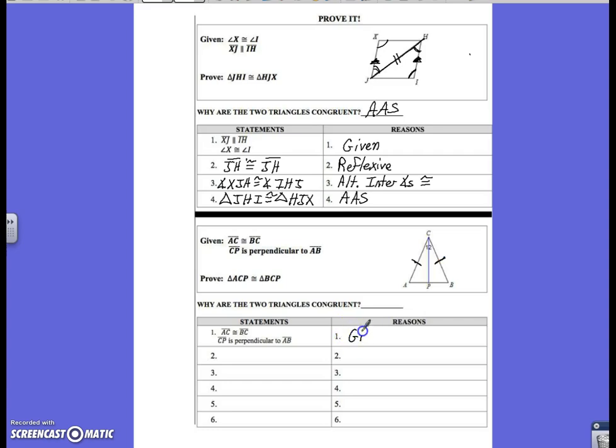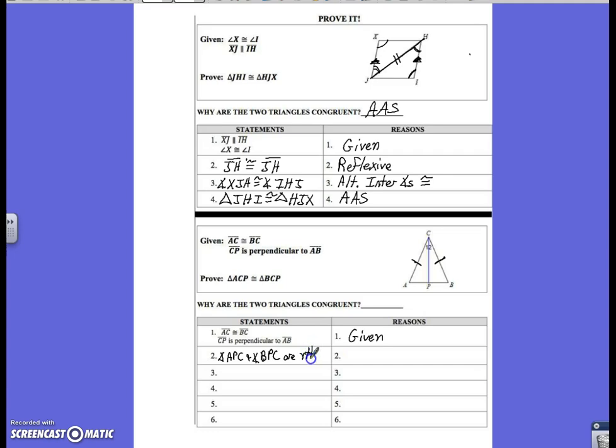So let's start with our given. Now, from our given, let's deal with this CP is perpendicular to AB. What does it mean to be perpendicular? Well, it means that it forms right angles. So what we need to say is that angle APC and angle BPC are right angles.